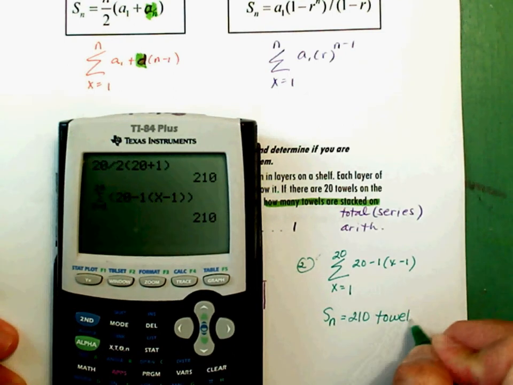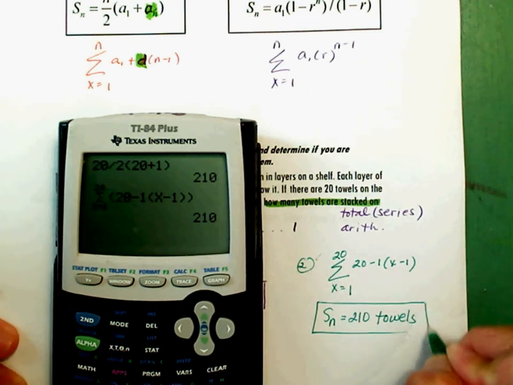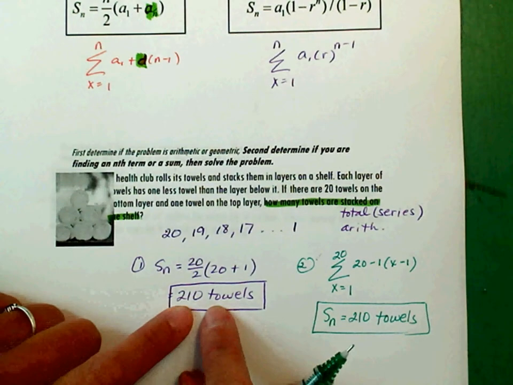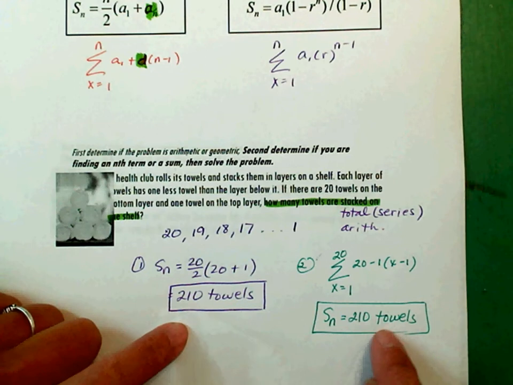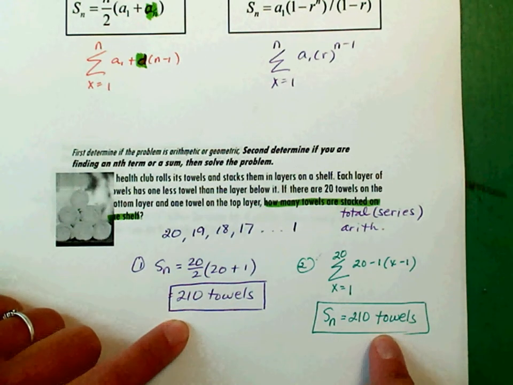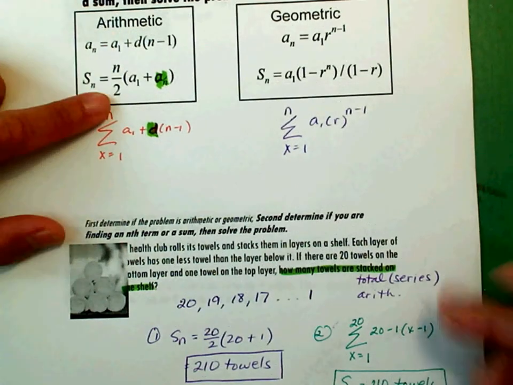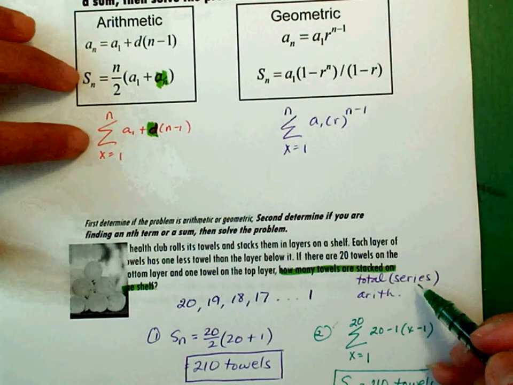towels. Okay. As you can see, I can use this method or I can use this one. I get the same answer. Okay. So it's an arithmetic, so I'm going to use the left side. It's a series, so I can use either one of these two. And there you have it.